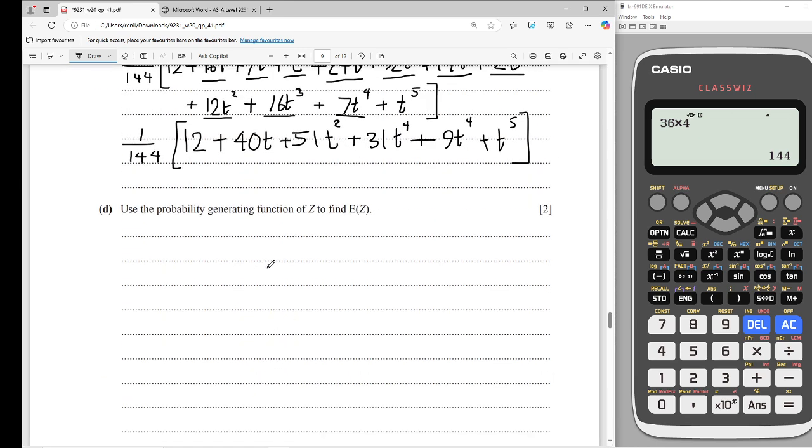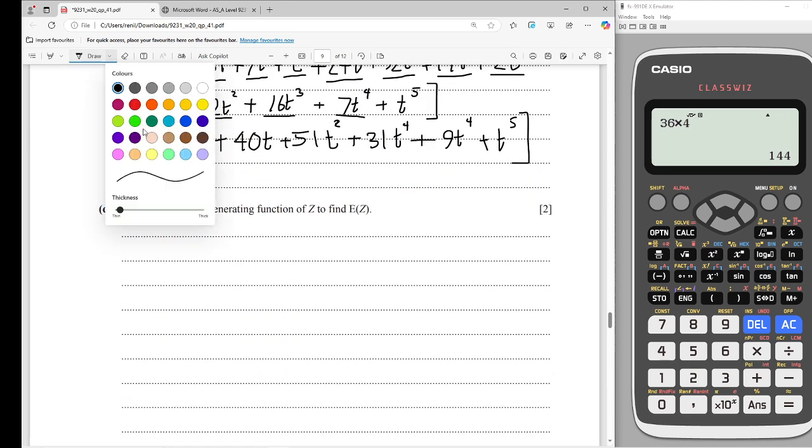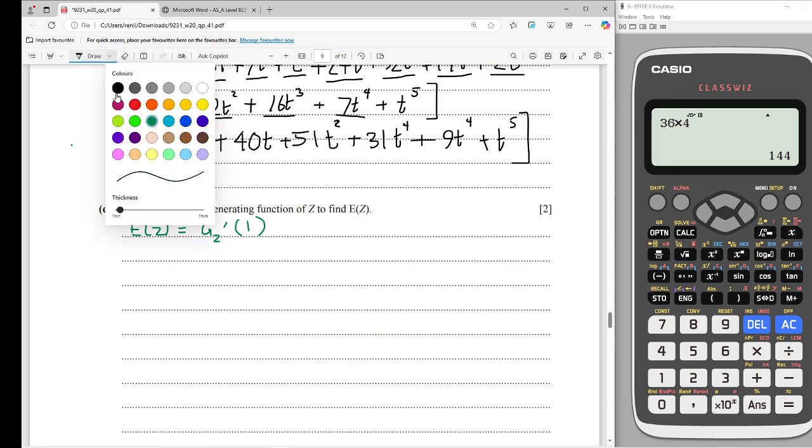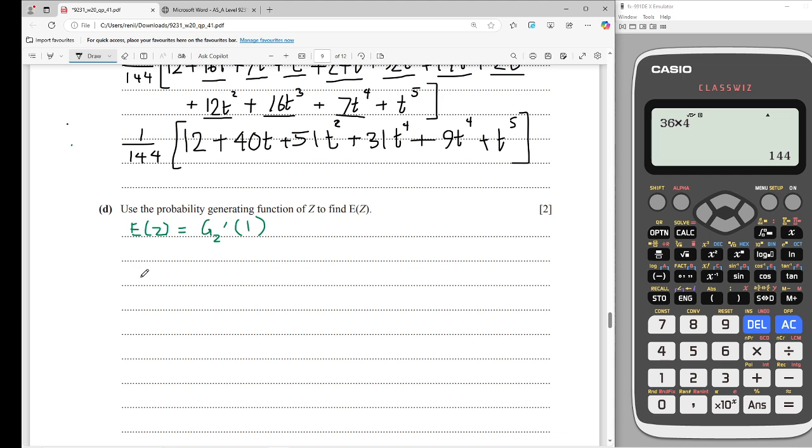Use the probability generating function of Z to find E(Z). There's a formula to find the expected value from any probability generating function, which is E(Z) equals the derivative of the PGF evaluated when t equals 1. First of all, we need to differentiate our PGF. Once again, this is the basics of math. You can differentiate this very simply.